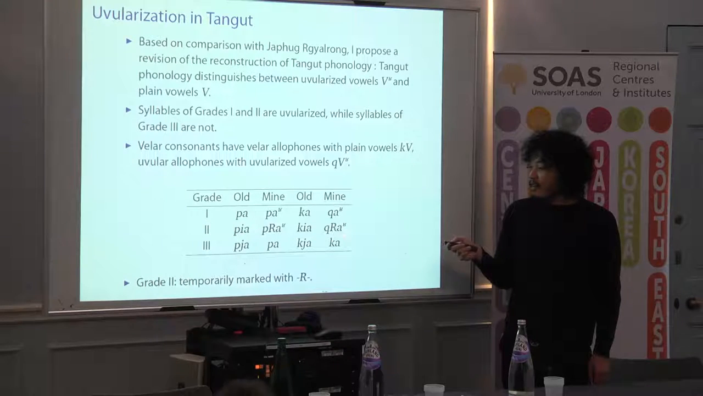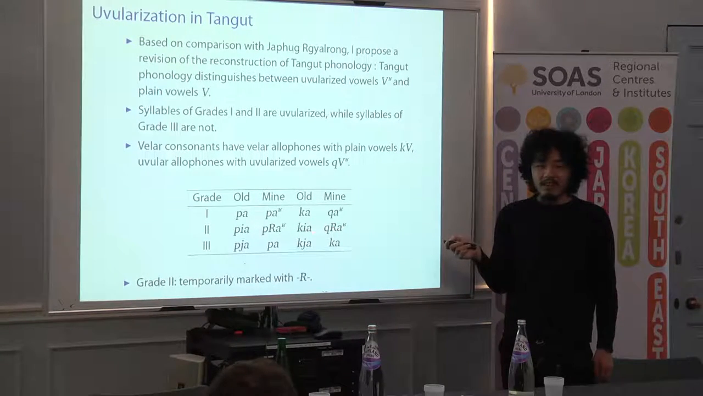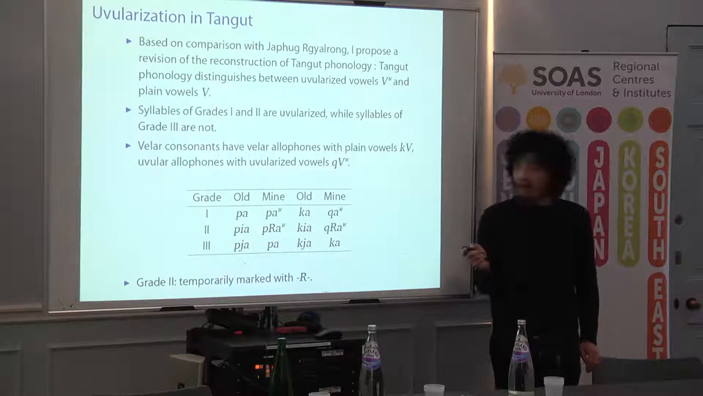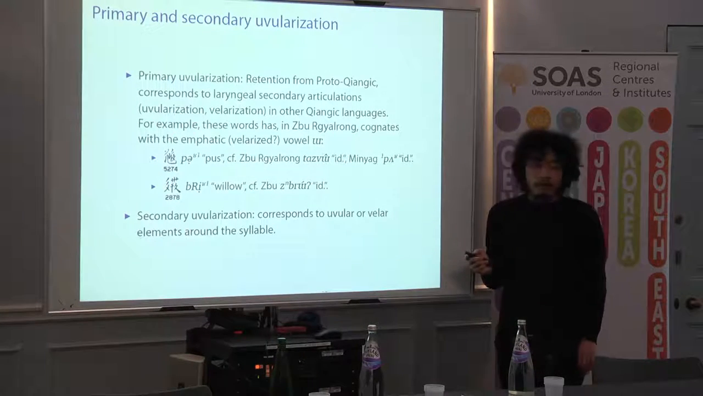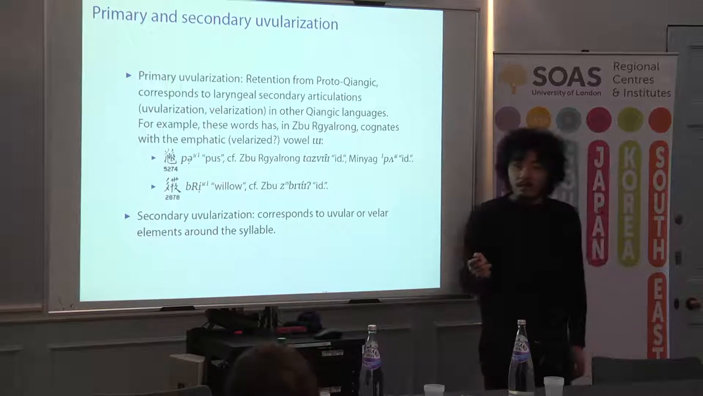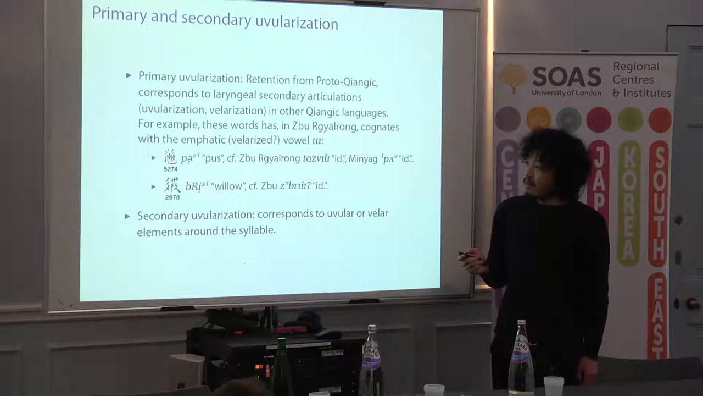It is very clear that grade two is uvularized as grade one. But we don't know what distinguishes grade two from grade one. So for now, I'll write an R for grade two, and we'll have a look in detail. So where does the uvularization in Gyalrongic come from?